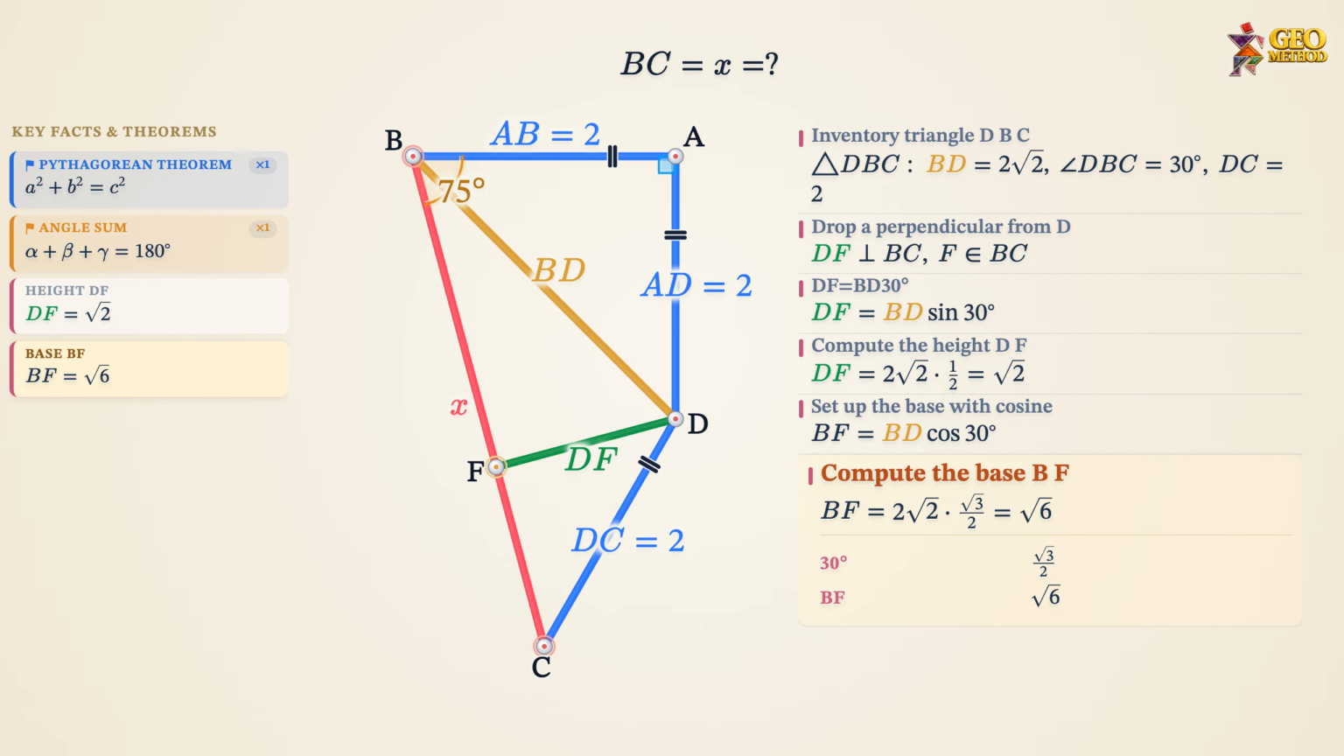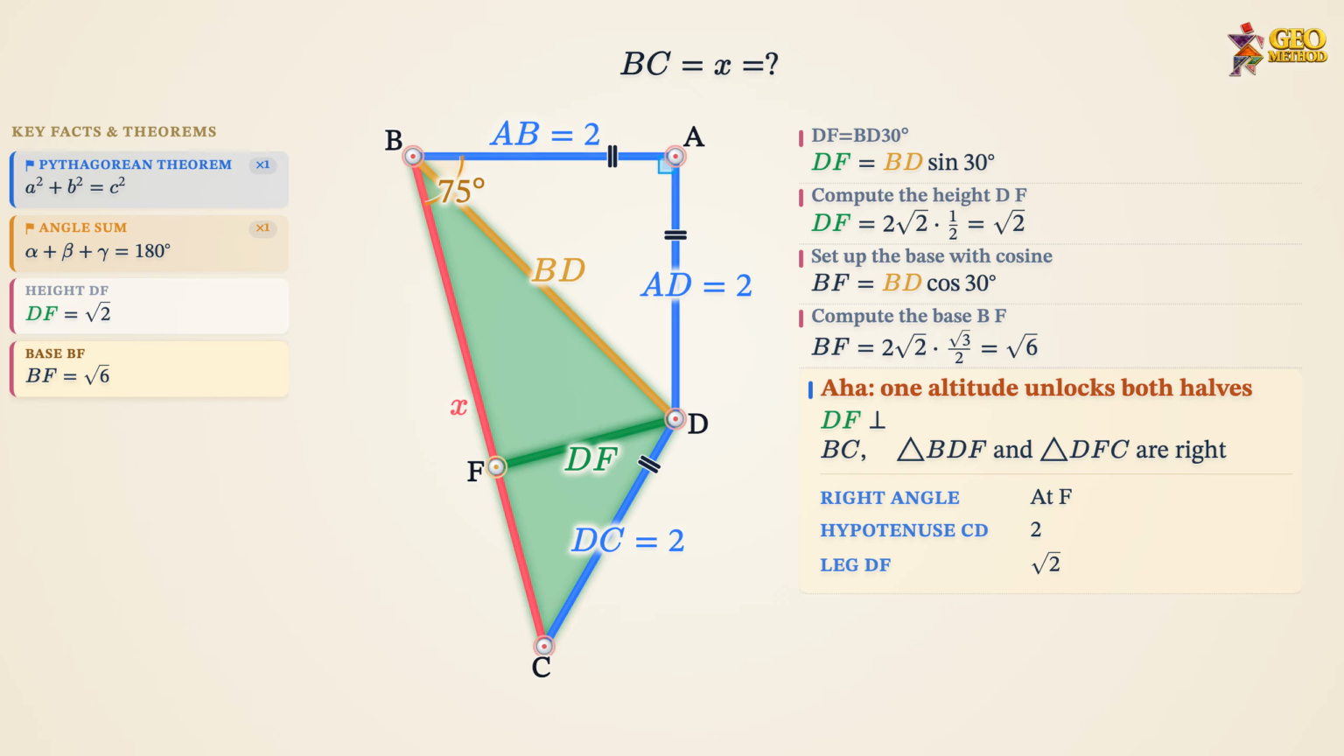Aha! Segment DF is one shared altitude for two right triangles. In triangle BDF, it converts the 30-degree angle into the piece segment BF. In triangle DFC, the same green height turns segment CD into the remaining piece segment FC. The two pieces can then rejoin along segment BC.